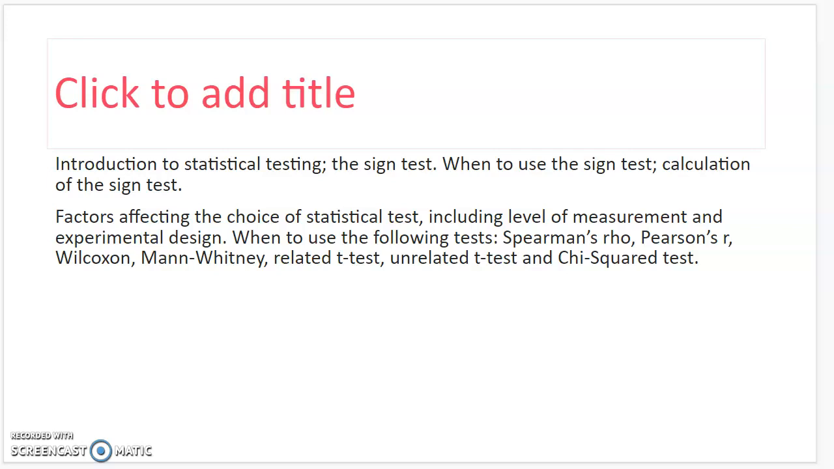All of the others that are mentioned in the second bullet point, you only need to know when they are appropriate to use and justify your choice, and then also be able to interpret a calculated value and use a critical values table to be able to determine whether the results are significant or not.